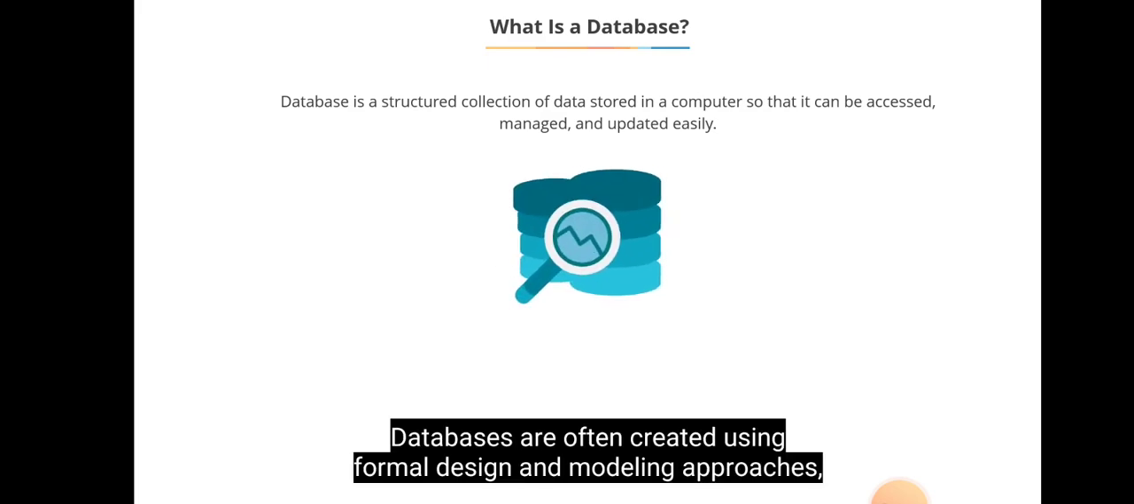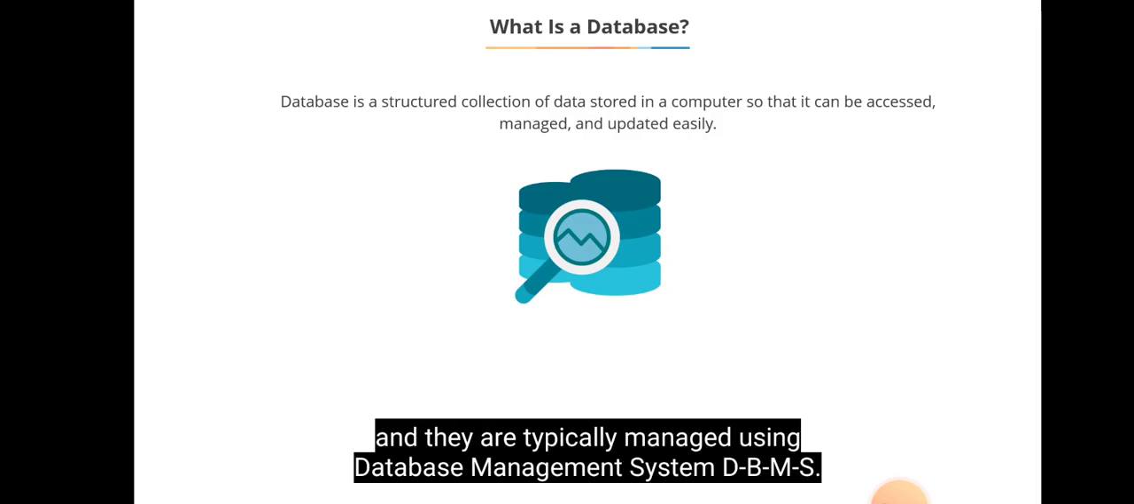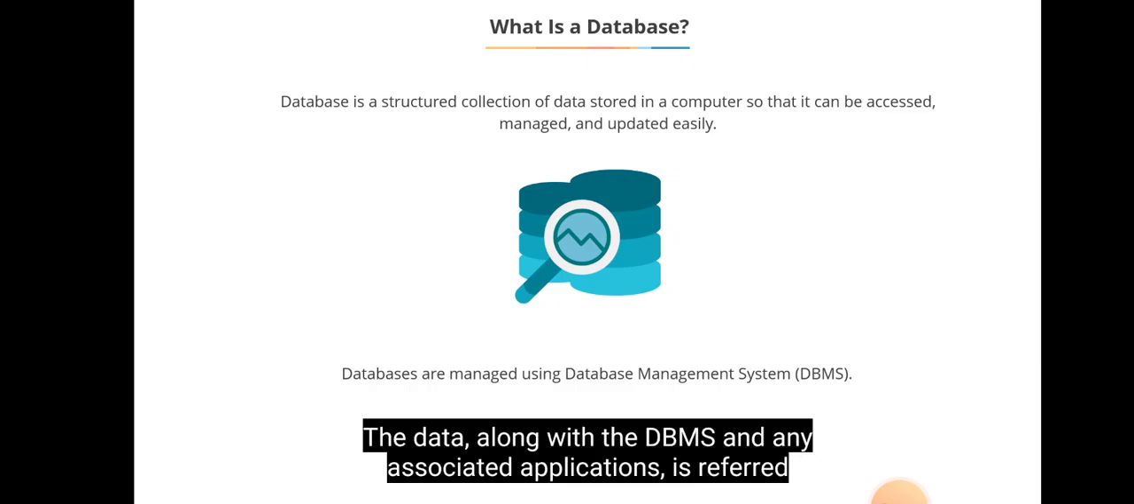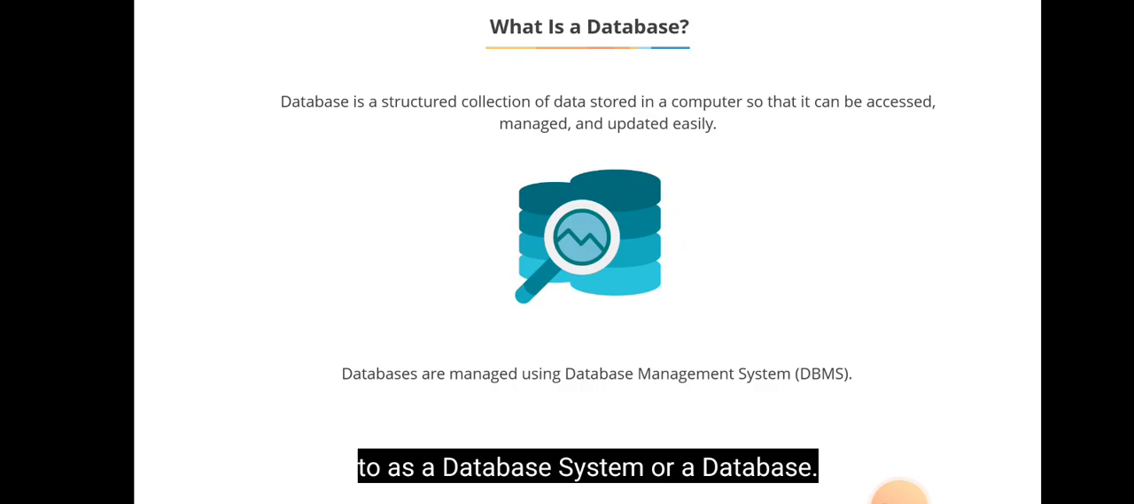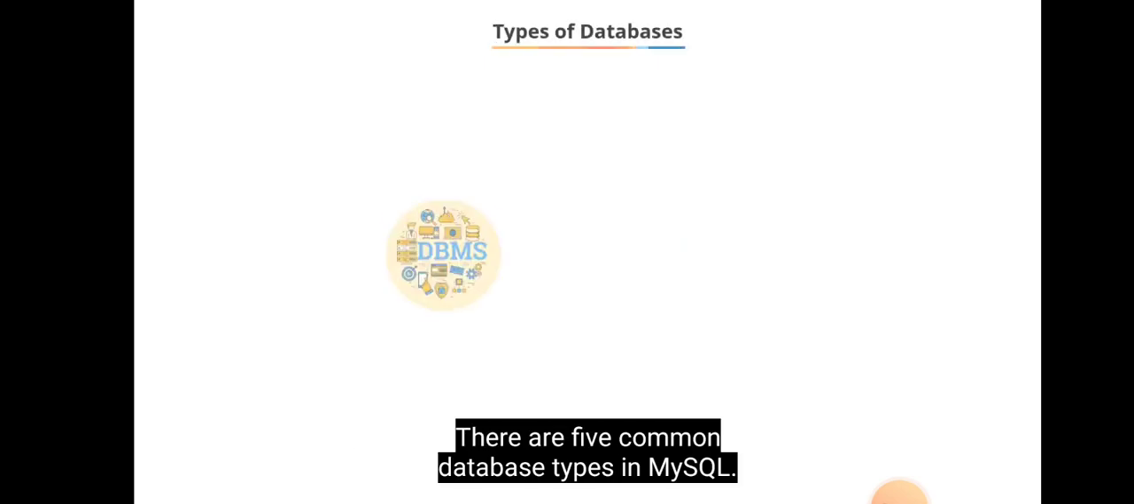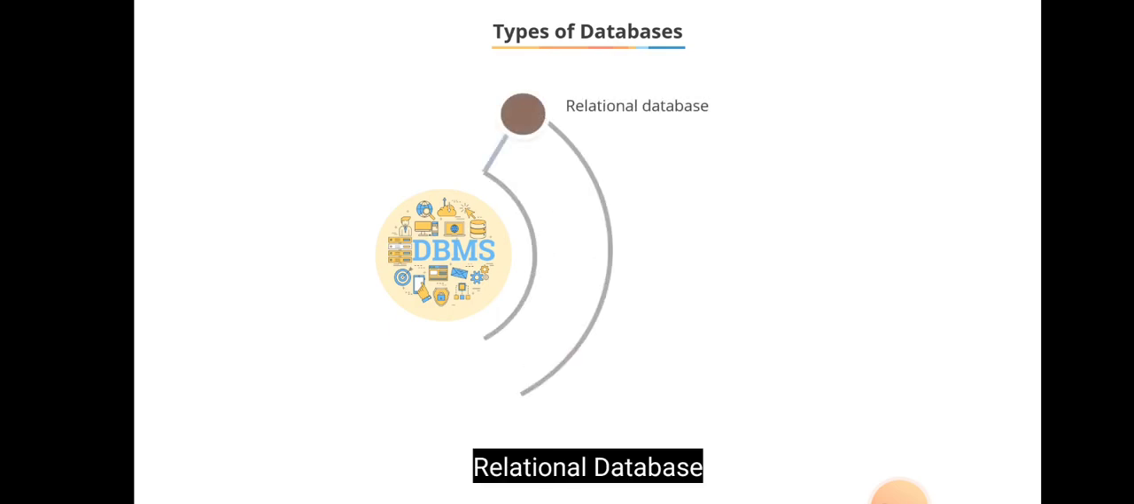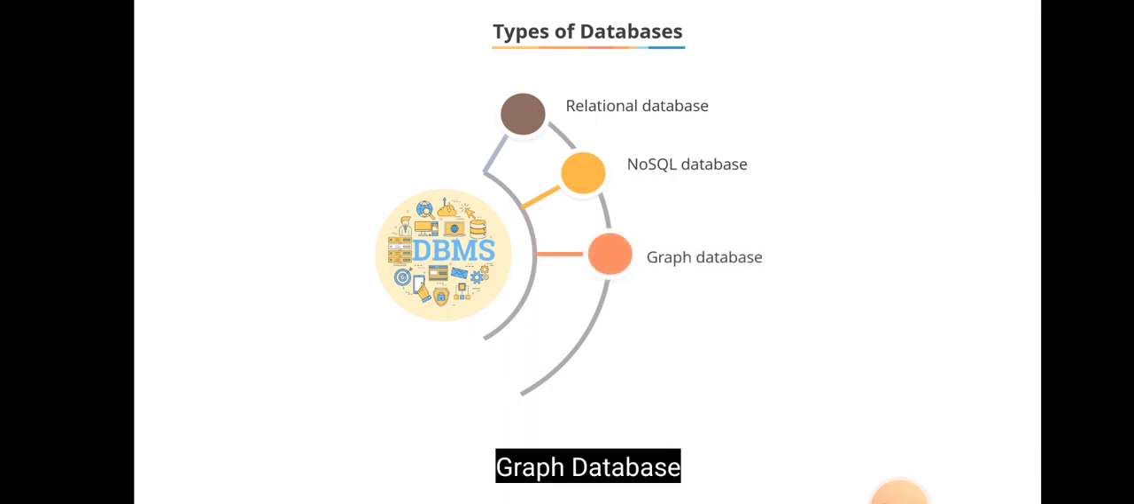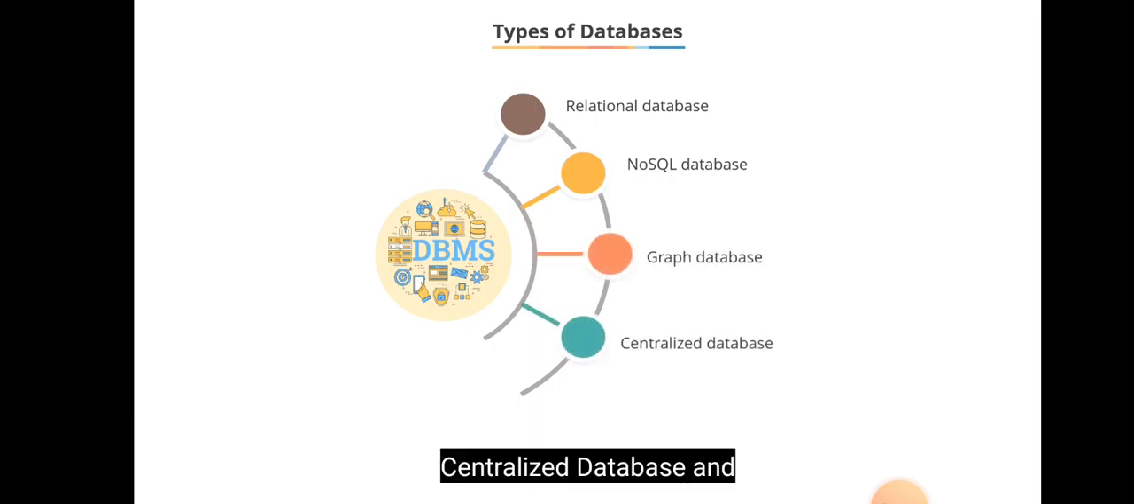Databases are often created using formal design and modeling approaches, and they are typically managed using a Database Management System (DBMS). The data, along with the DBMS and any associated applications, is referred to as a database system or a database. There are 5 common database types in MySQL. They are 1. Relational database. 2. NoSQL database. 3. Graph database. 4. Centralized database. And 5. Distributed database. We are going to learn about each type of database, starting with relational database.